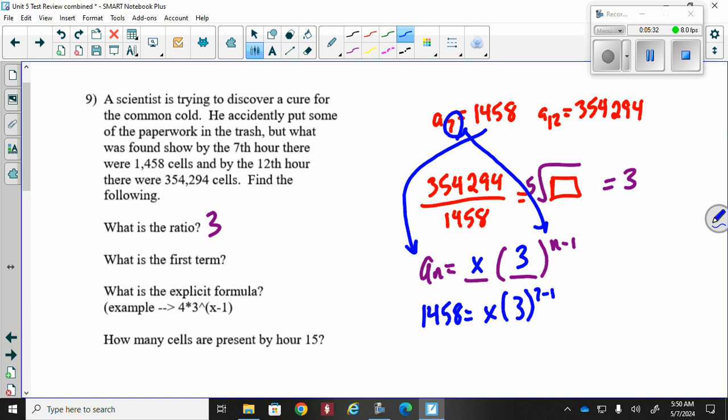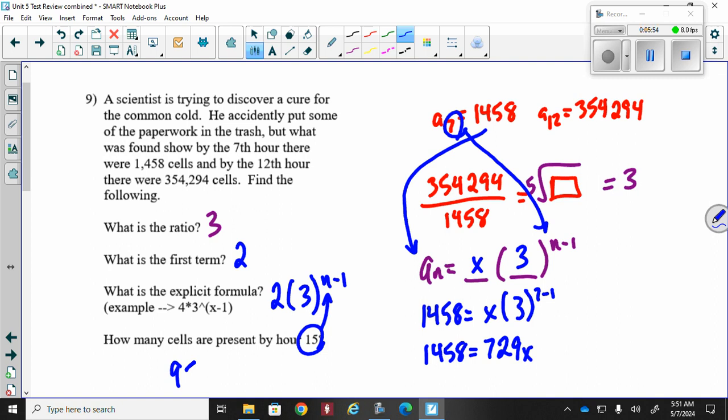So 1458 is equal to 729x divided by 729. My first term is 2. So my formula is 2(3)^(n-1). By hour 15, again, just take 15, plug in for n. And a relatively larger number, I think that's 9 million. Yep, 9,565,938. There we go.